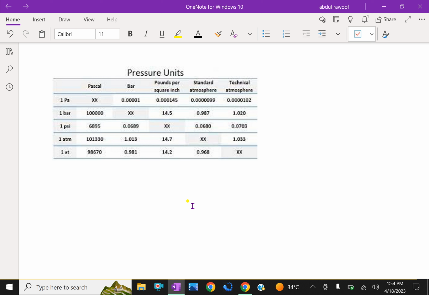Other units of pressure are given, tabulated. It's very useful. From the table, we have to remember the conversion factors for units of pressure of different standards.